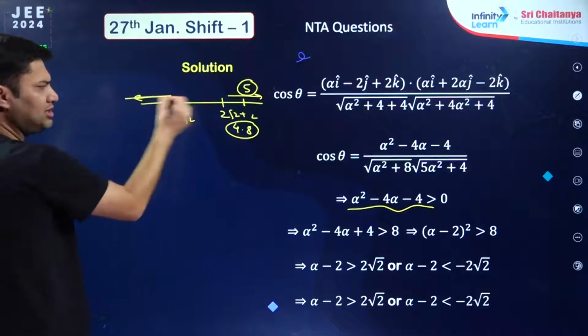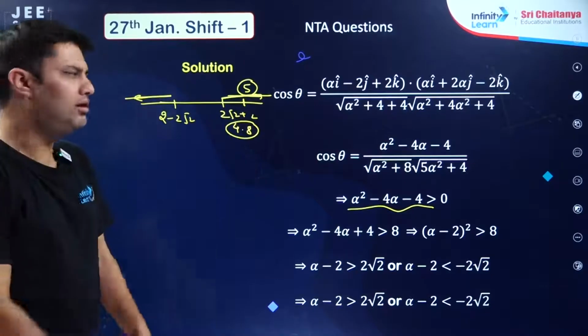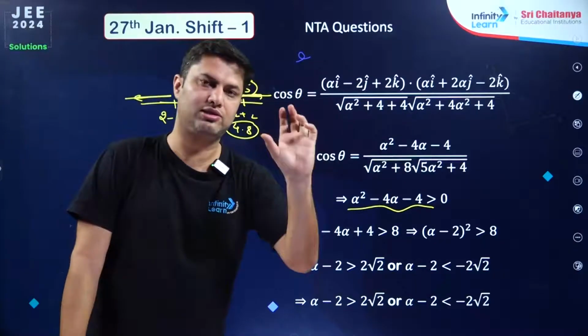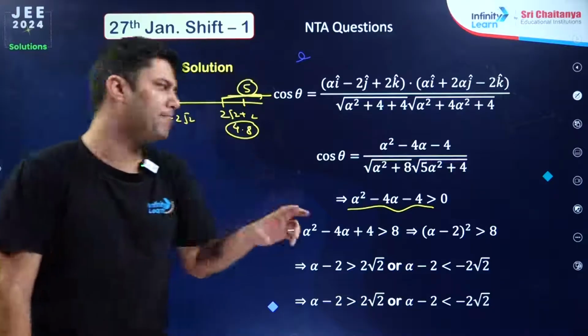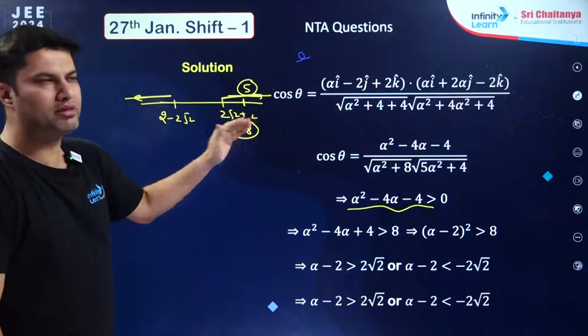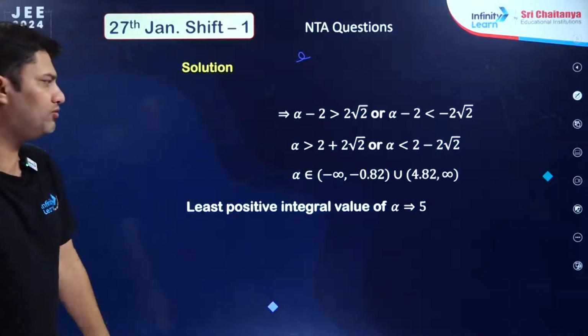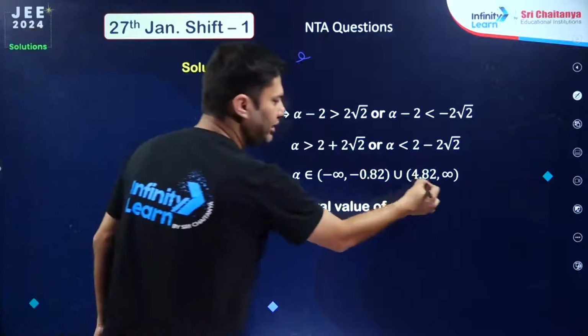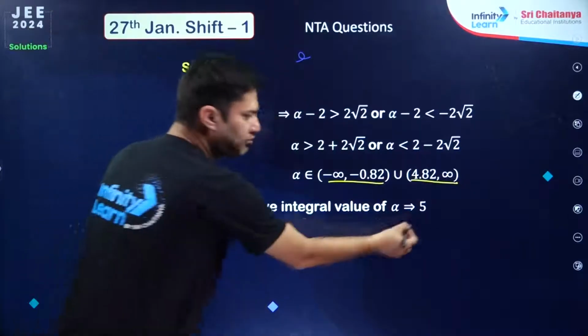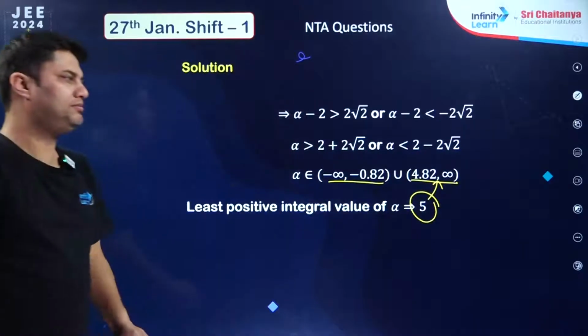So that's the solution set, the solution interval. But they have not asked for the solution interval, they have asked for the least positive integral value satisfying that. So alpha greater than 2 root 2 plus 2 means approximately greater than 4.8. So the minimum value will be equal to 5. So 5 is the right answer. The least positive integral value in this interval is 5.